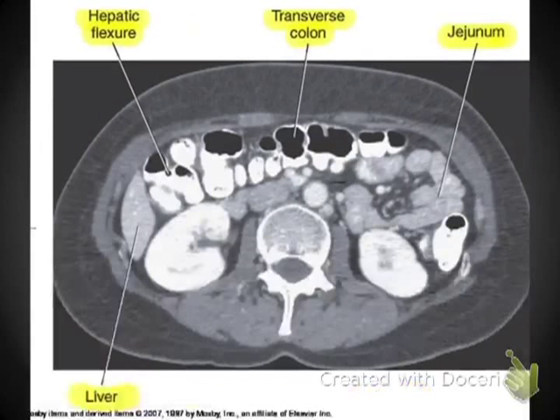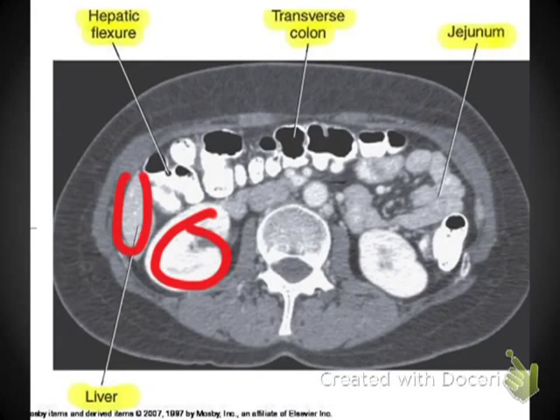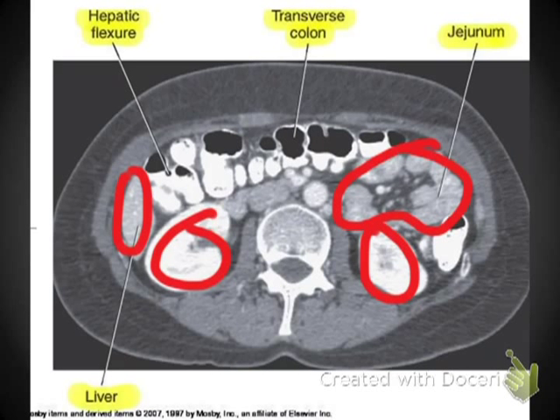Let me go back one image. Here we have the kidneys, liver, and there's the left kidney. We have the jejunum located in this area based on the feathery appearance. We don't really see the ileum. So let me erase everything here.